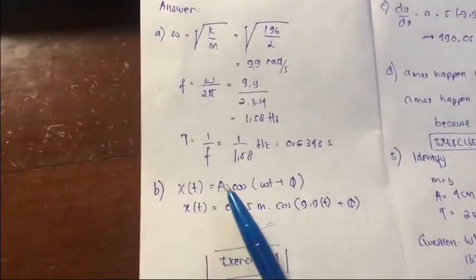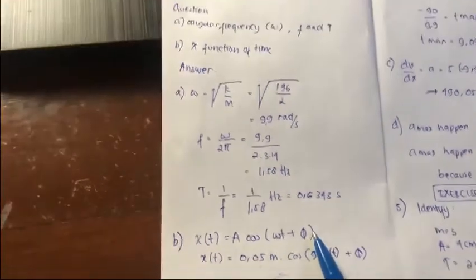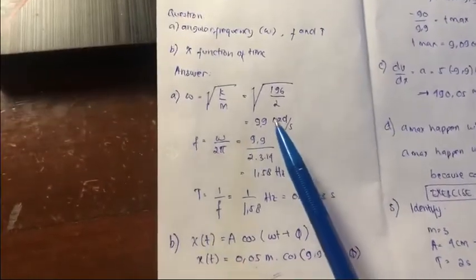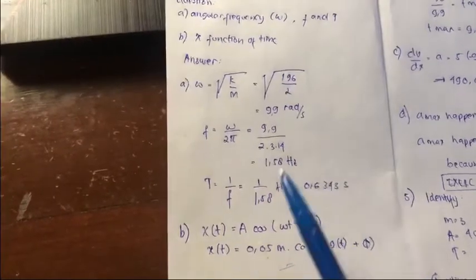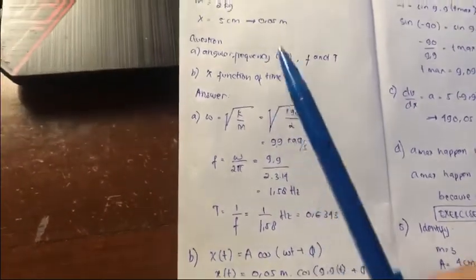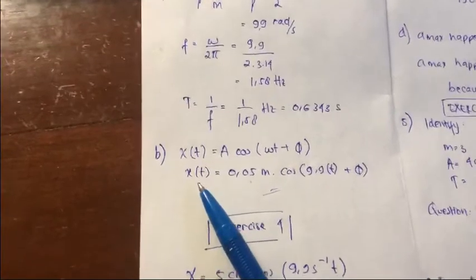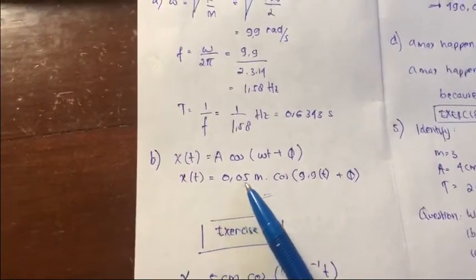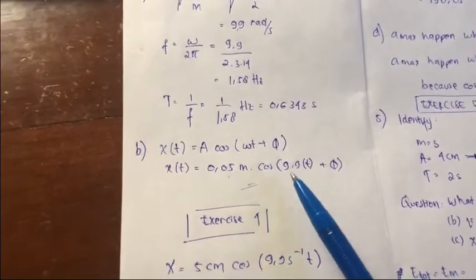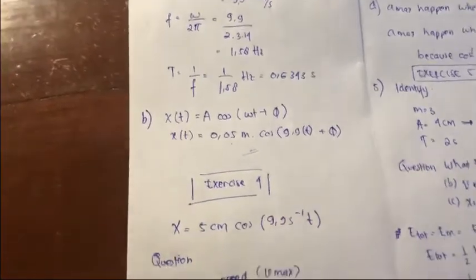So this one is the general equation. We already got the other data, so we just put it here, and we got this one: x equals 0.05 meter cos(9.9t plus phase).